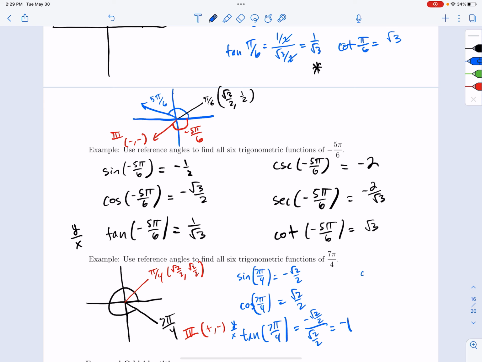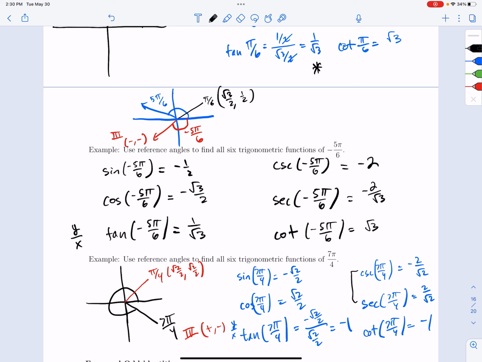And then finishing this off, cosecant of 7 pi over 4 is just the reciprocal, so negative 2 over square root 2. Secant of 7 pi over 4 is positive 2 over square root 2. And then cotangent of 7 pi over 4 is just negative 1. And like we saw above for these two, if I was to rationalize this, this would just come out to negative root 2, and this would come out to positive root 2 if we were to rationalize those. But again, either way is okay.